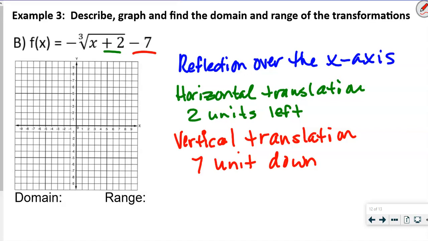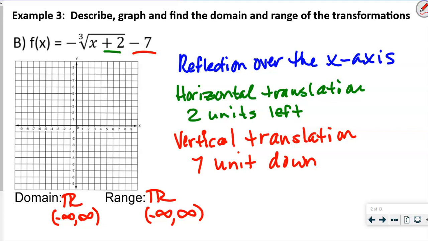But now we know this one's going to go off to the left and off to the right. So the domain and range for this is going to be, of course my pen's going to stop working, all real numbers and all real numbers. And the way we write that is -infinity to infinity, right? And -infinity to infinity, okay?